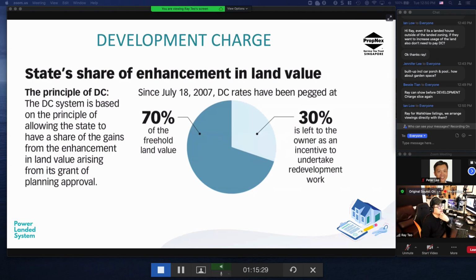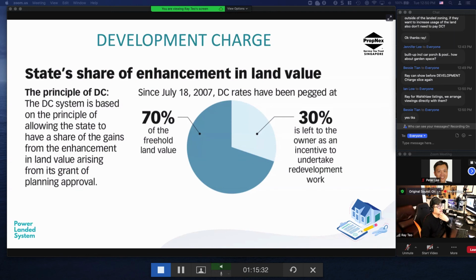Ray, with the listing, we arrange viewing directly with them. Of course, you arrange directly with them. Or if you want to go through me, also can. But why would you want to go through me? Okay, go through them. I'm giving you free of charge. You go to them, you take the full commission. Don't need to share with me. Or go to their website, right? The contact number is there.